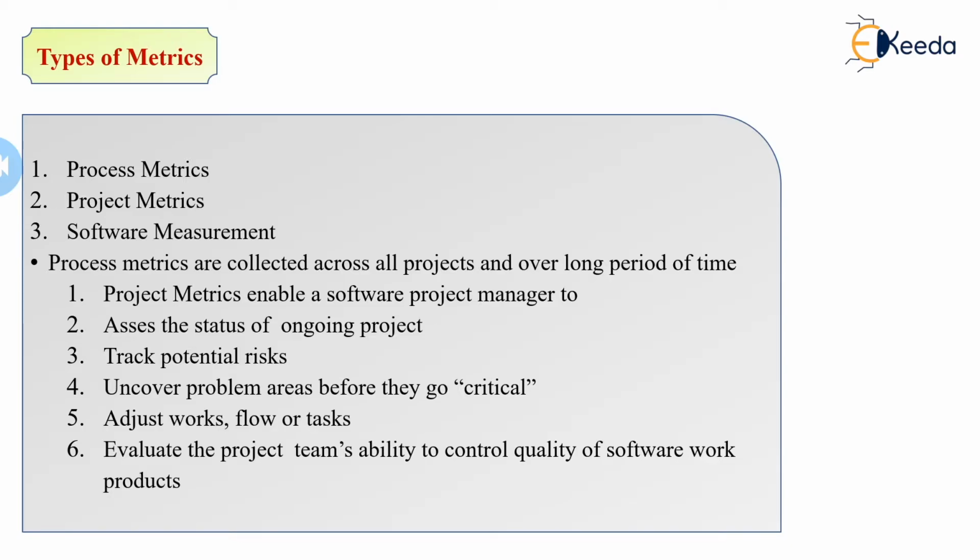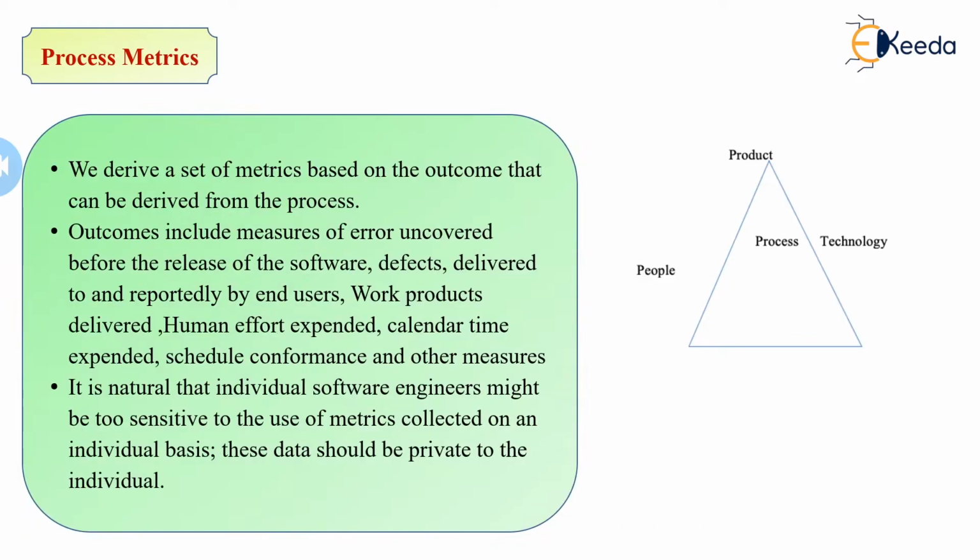Then uncover the problem area. When uncovered defects are listed out, they are prioritized as severe, medium, and low. The critical ones have to be solved first. Then you evaluate the project team's ability: whether the project team is able to handle it or not, and whether they have the capacity at that point to control the quality of software work for the product.